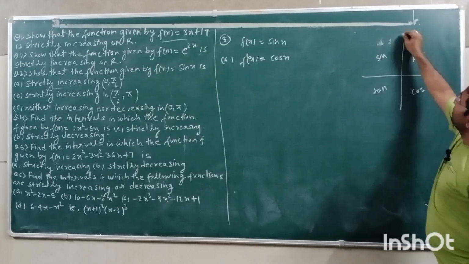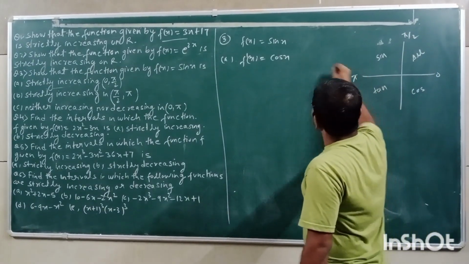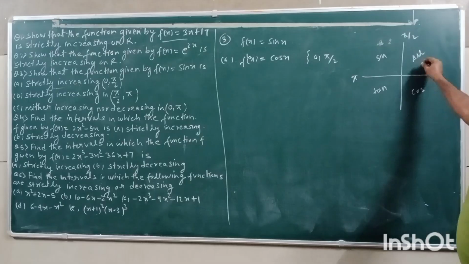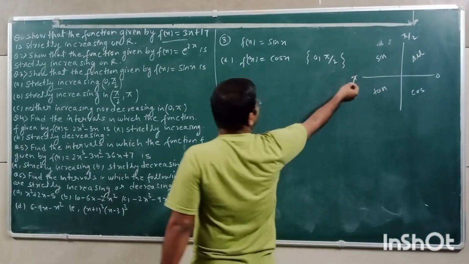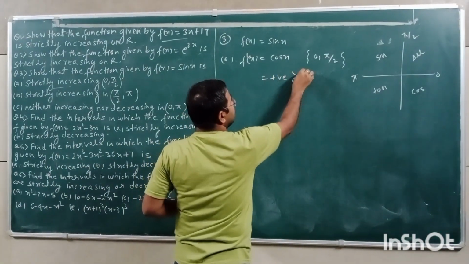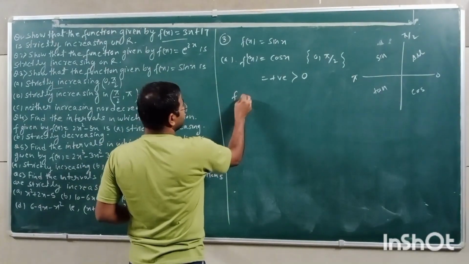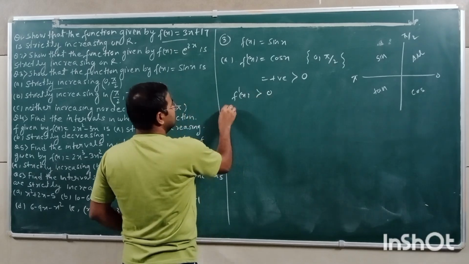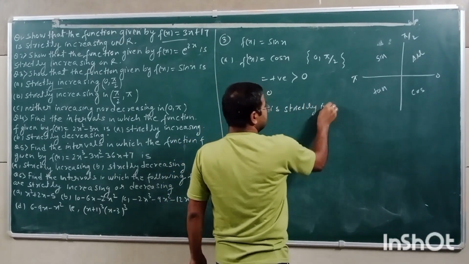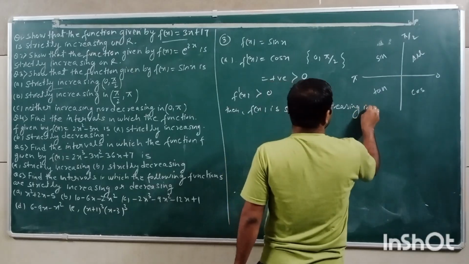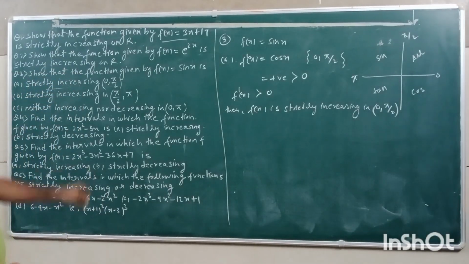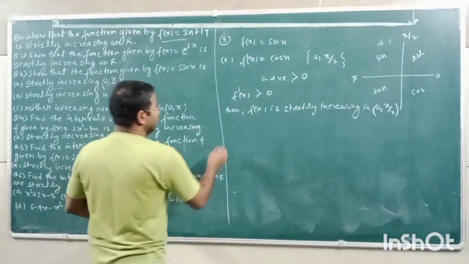See here, 0 to pi upon 2. We have to tell in 0 to pi upon 2, where all trigonometric ratios are positive. It means cos will be positive and give a positive value, and a positive value is always greater than 0. It means f'(x) is greater than 0. Then we can say that f(x) is strictly increasing in the interval 0 comma pi upon 2.